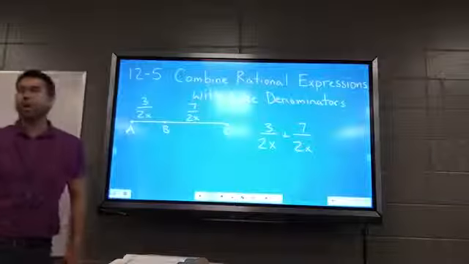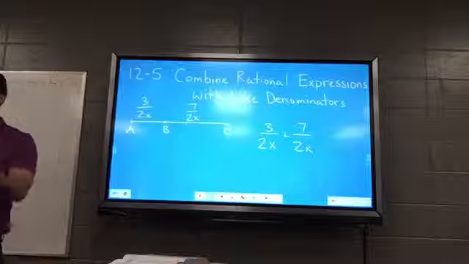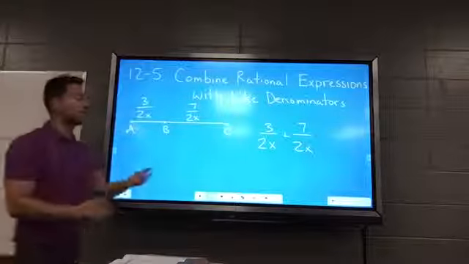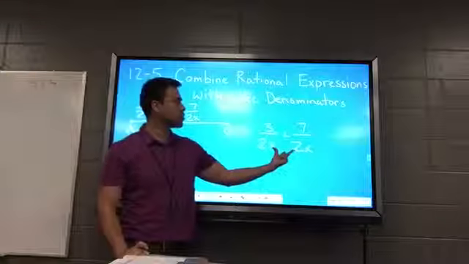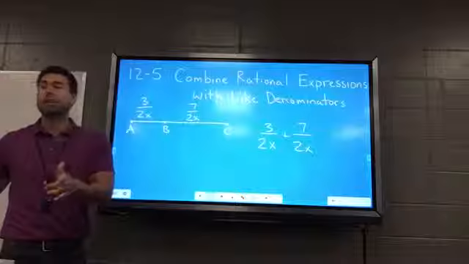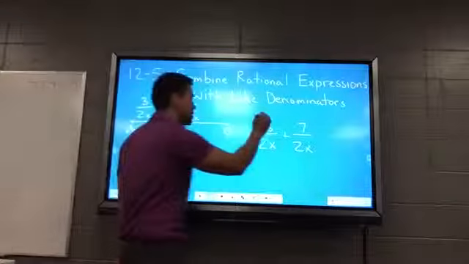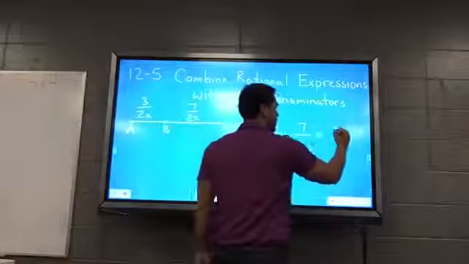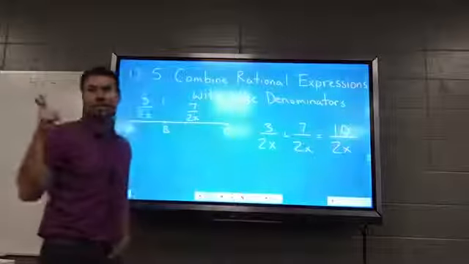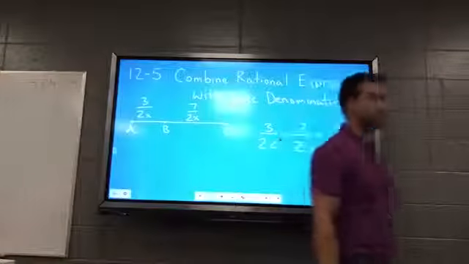When you're adding fractions, what must be true before you start combining things? Common denominators. They have to be the same. So looking at these two rational expressions, do they have a common denominator? Yes, it's 2x. So what do you add? The numerators. So 3 plus 7? 10 over 2x. But it can be simplified, right? Yep, simplified or reduced.